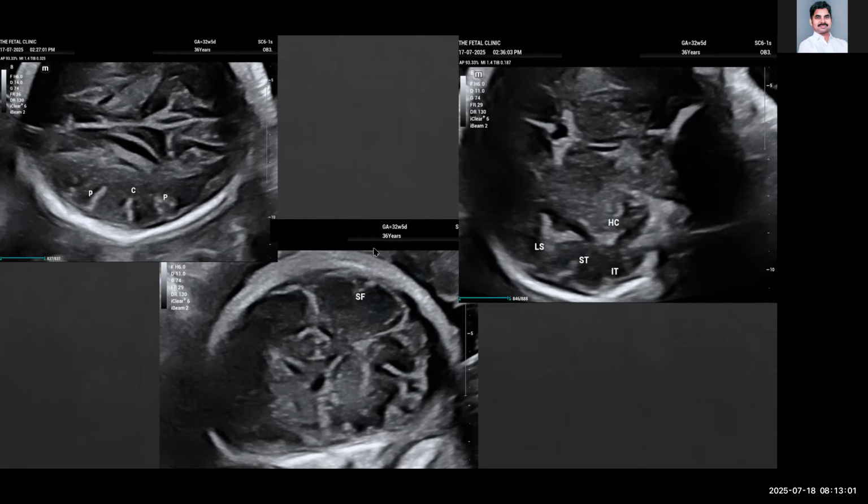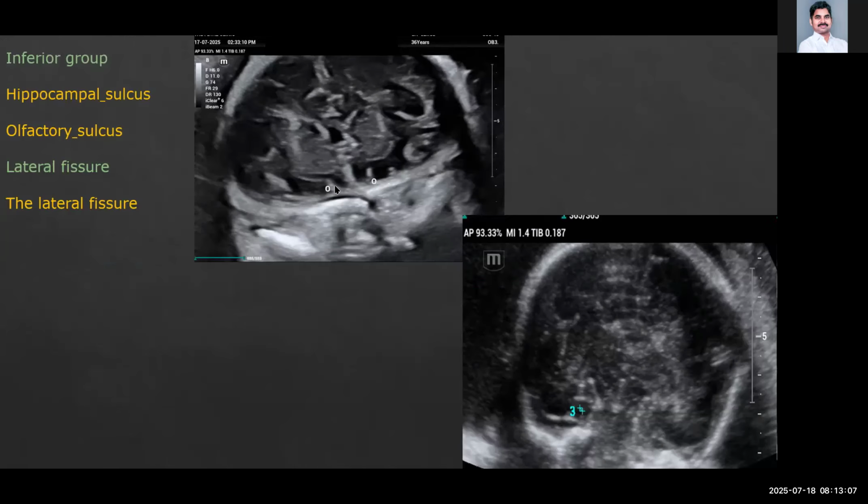Again, frontal sulcus, coronal section. The inferior group consists of the hippocampal sulcus and the olfactory sulcus. The hippocampal sulcus will be seen as a bright line in the temporal region. The olfactory sulcus will be seen on the medial aspect of the olfactory lobes. Then last comes the lateral fissure.